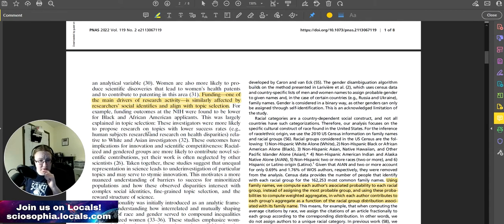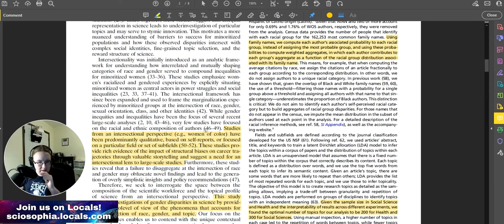First off, I got to note something interesting here. This happens, as has happened to me, so this is not actually a dig on the authors. I've done this before too, but for the PNAS folks, you got to get a better copy editor. "Funding, one of the main drivers of research activity, is similarly affected by researchers' social identifies and aligns with topic selection." I do believe that should read social identities. There should have been a copy editor to look at that, if not the actual editor.